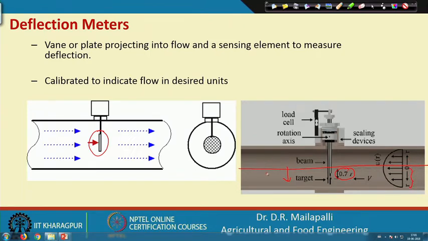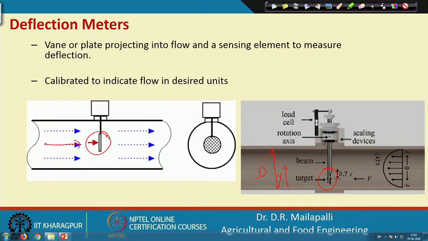So, if this is the D and this is R, right, the total is D. So, this is the diameter of the pipe D and this is the radius. So, in the deflection meter, the plate is installed at 0.7R from the center line, right, and the flow is going to pressurize the plate or deflect the plate.